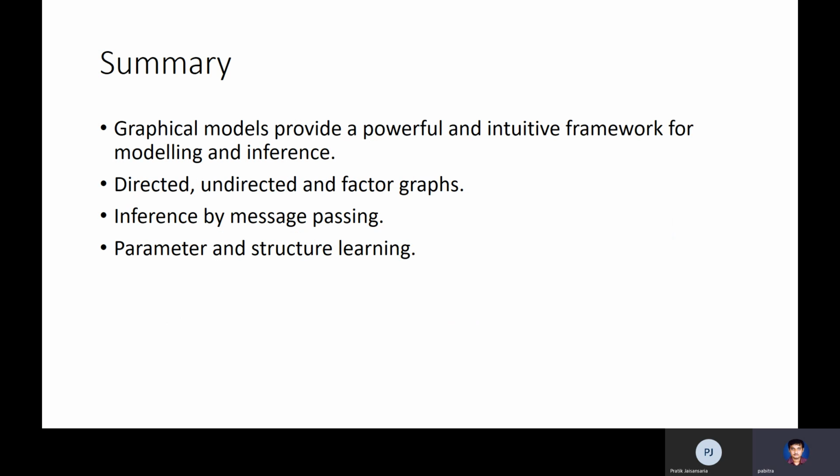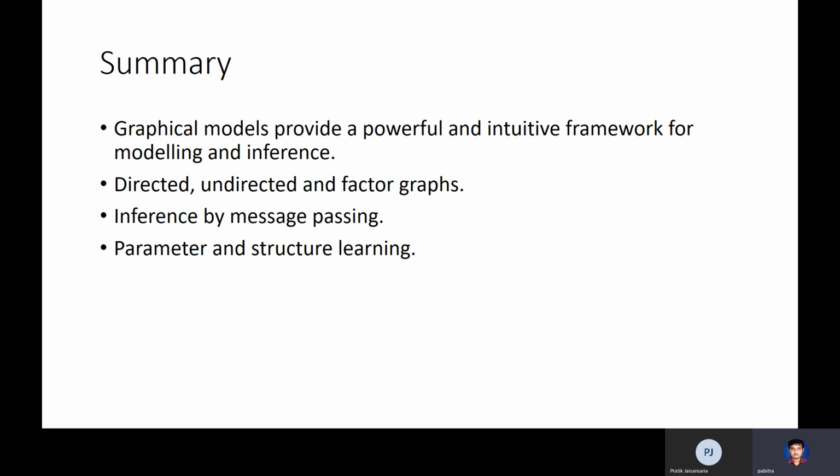Okay, so in summary, we come to the end of the discussion on graphical models. We studied three things. First, we studied representation. What are the syntax and semantics? What do they mean? What are the conditional independences? For that, we studied d-separation and other properties, which use the graph structure. And we did it for undirected models, directed models, and factor graph models.